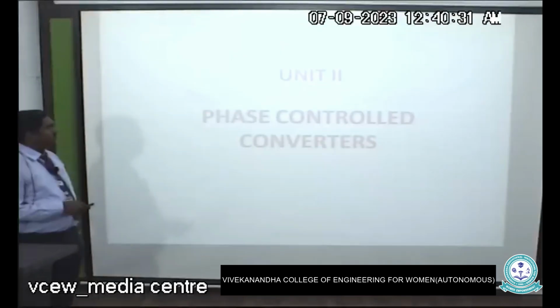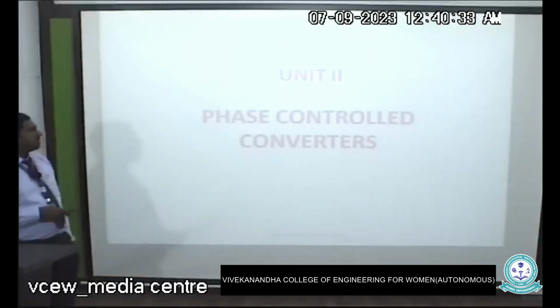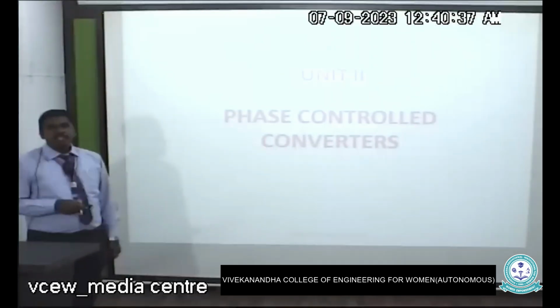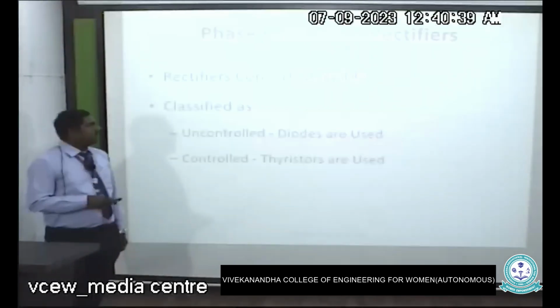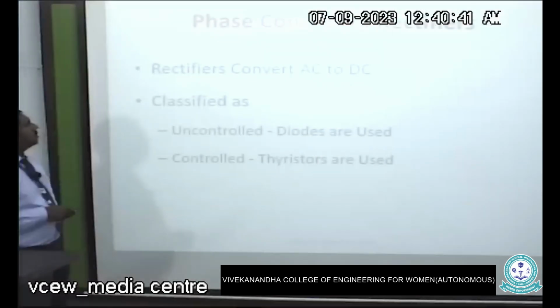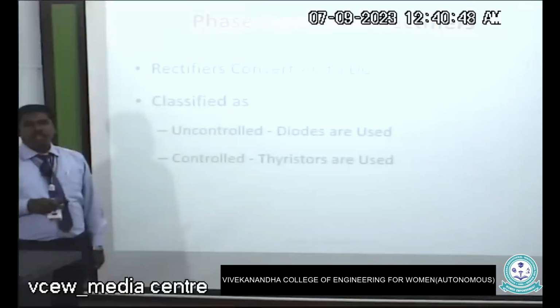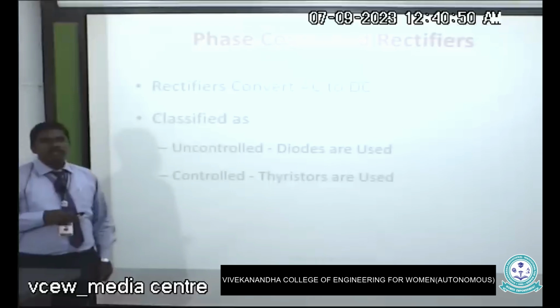So now we are going to discuss the power electronics subject. In power electronics, the second unit is phase controlled converters. So what is a phase controlled converter? A converter means it converts one form to another form. Here, the first converter we are going to see in power electronics.